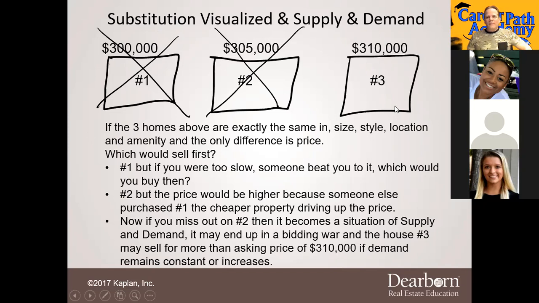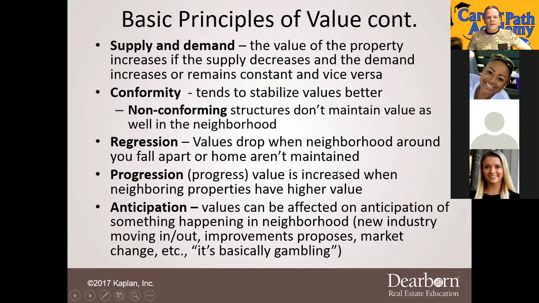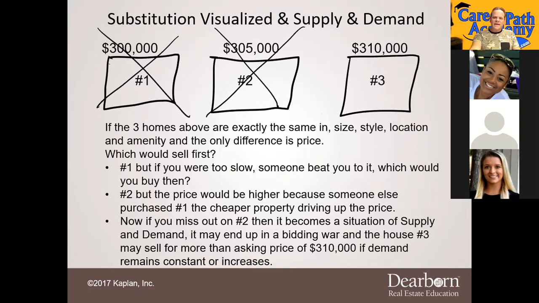However, now we got a situation of supply and demand. Got the last house available here. You think that one's not going to go for more than 310? Yeah, probably will. So that's a good segue to supply and demand as well. Let's highlight this. The principle states that the value of the property increases if the supply of such property decreases and the demand for it either increases or remains constant, and vice versa. That is the theory of supply and demand.